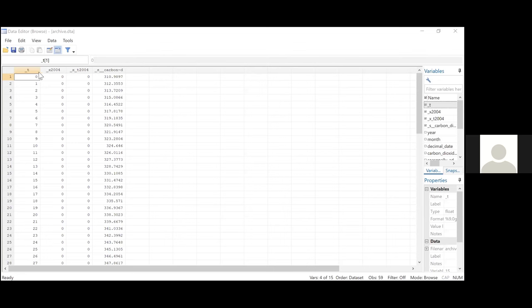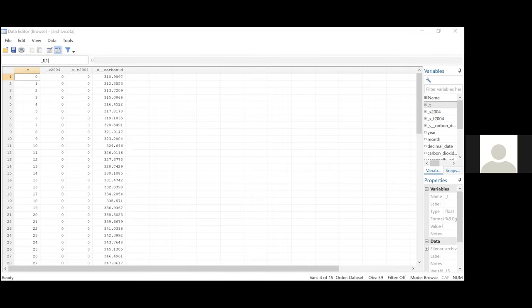It's just because I'm moving from one screen to another. But you can see, when we run the ITSA, it actually creates this. You remember us struggling to create a variable for time year, time starting from 59 to what? But when we run ITSA, it creates it automatically. So we have a time variable already.